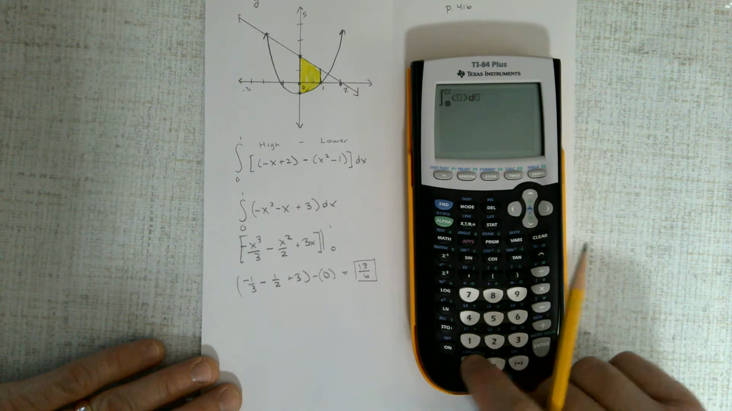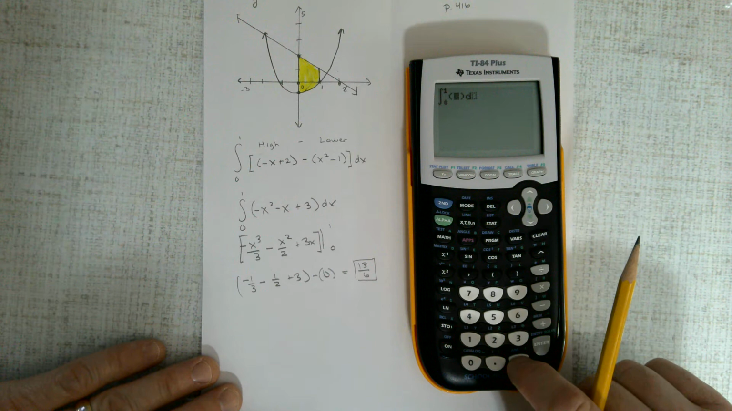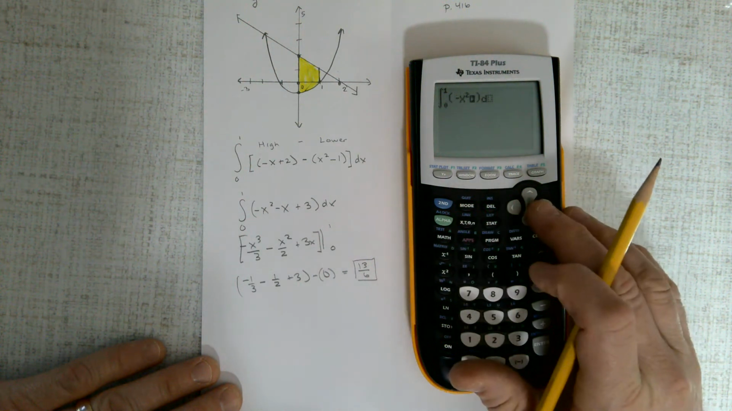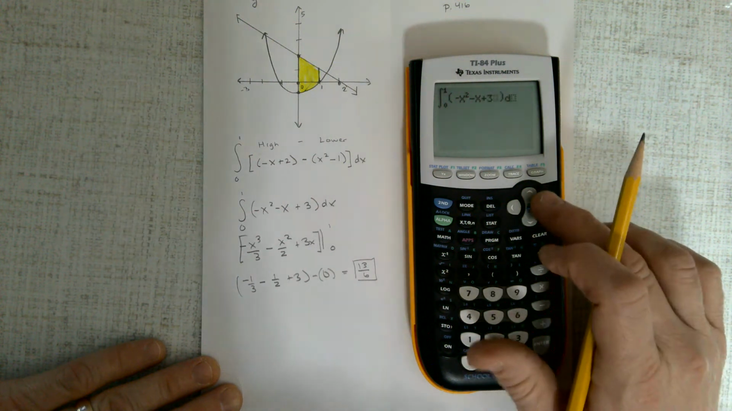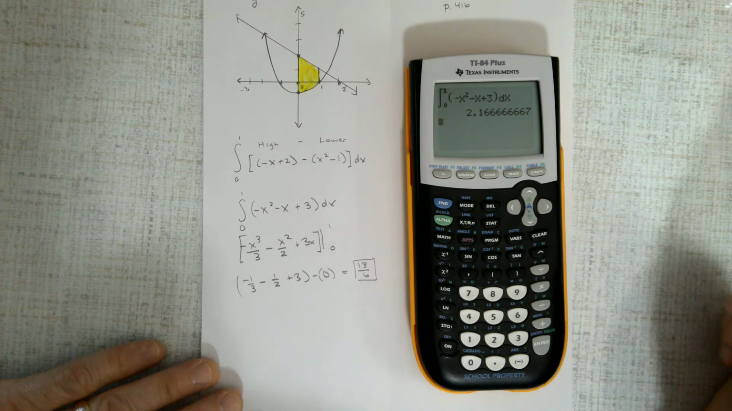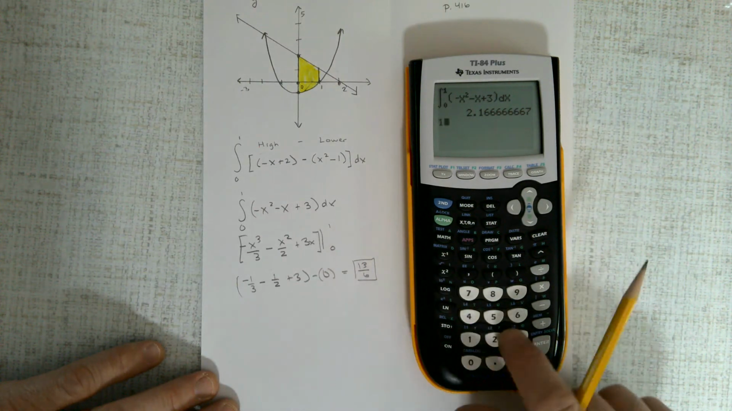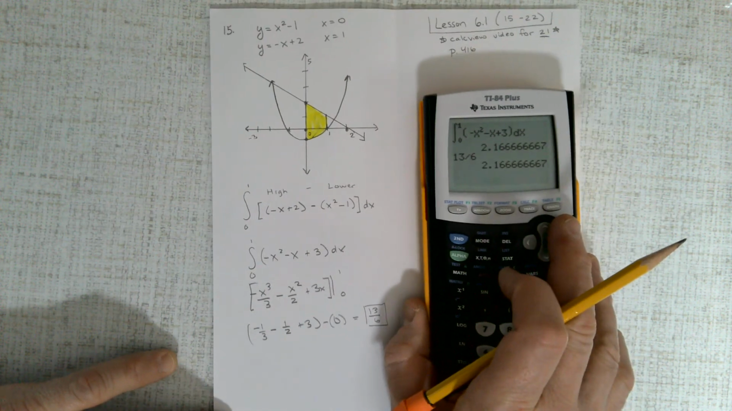And we'll go from 0 to 1 of, let's just make sure we did everything right, negative x squared minus x plus 3 dx, and we have 13/6. Same thing right there. There we go. Alright, that's the amount of work you need to show on each problem.